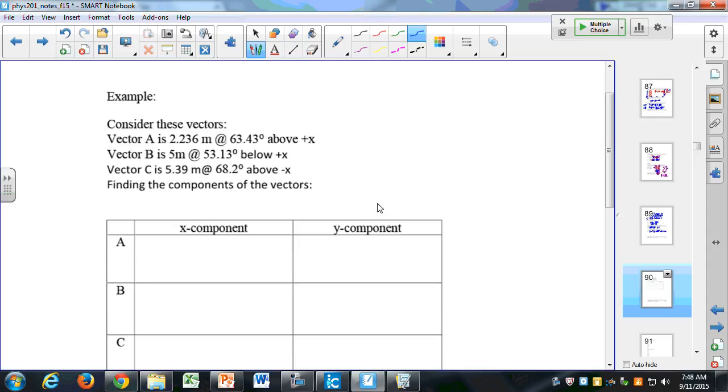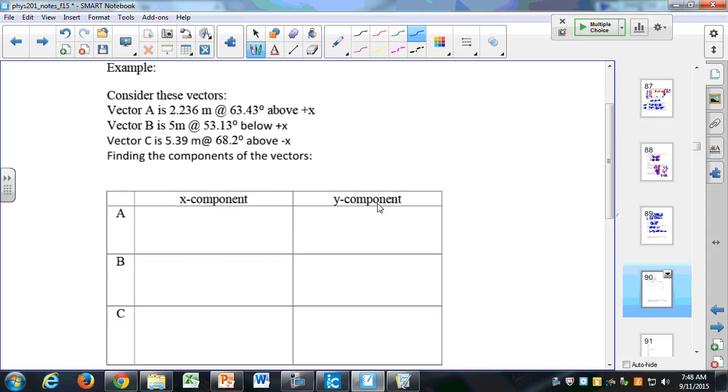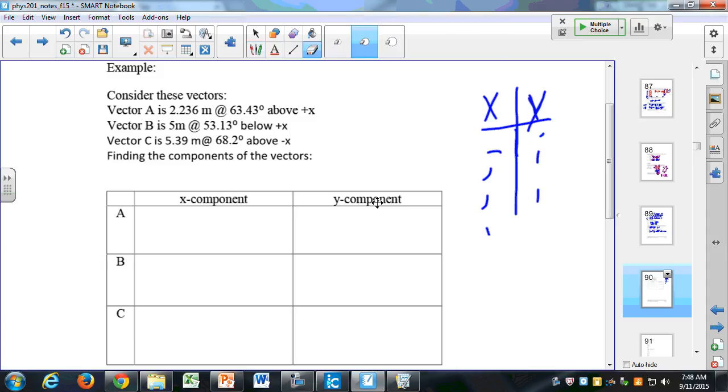Okay, let's look at these. I like to make a little table when I add up vectors. I make a table with my x and my y components. I have it drawn out for you here, but usually I just make a table like this. I say x and y, and then I calculate all my x and y components. That's what I have drawn for you here.